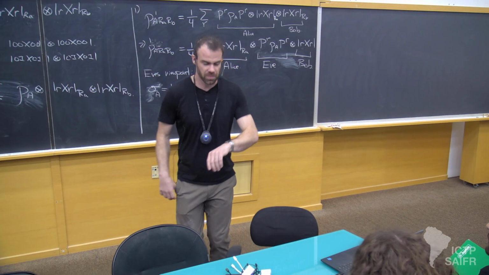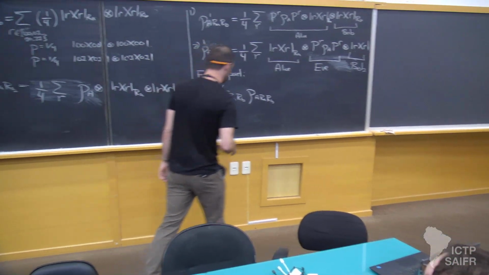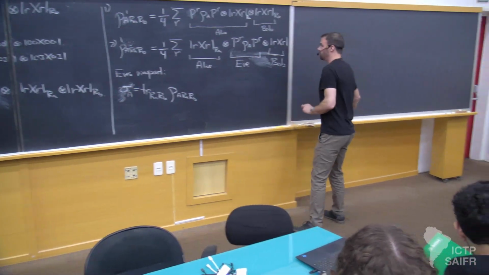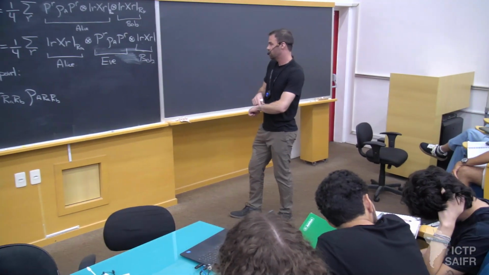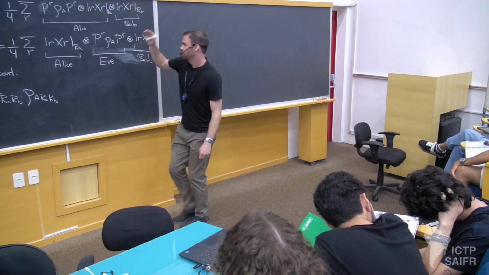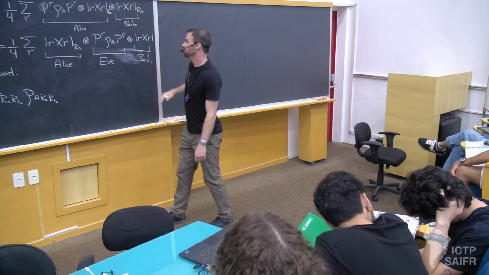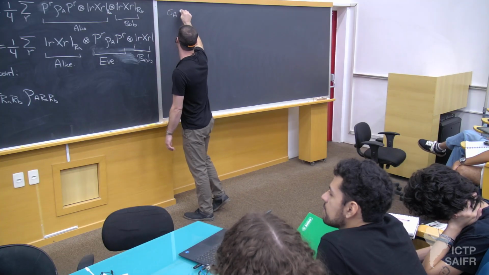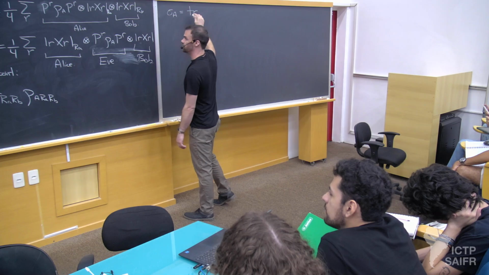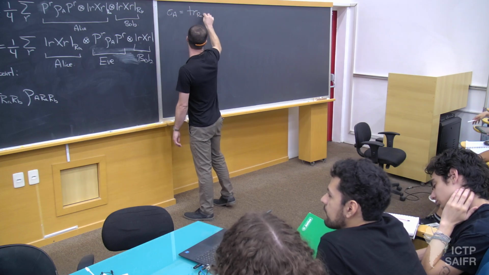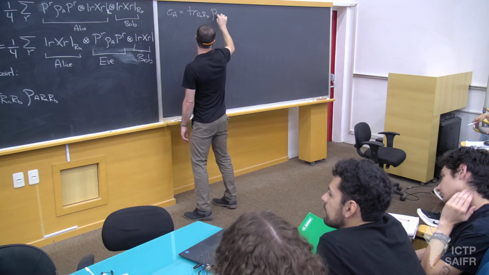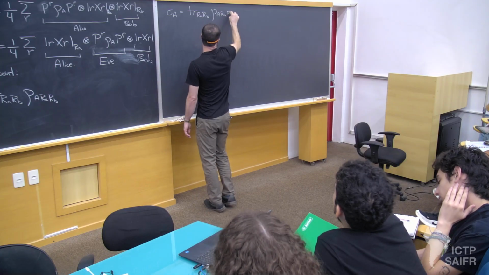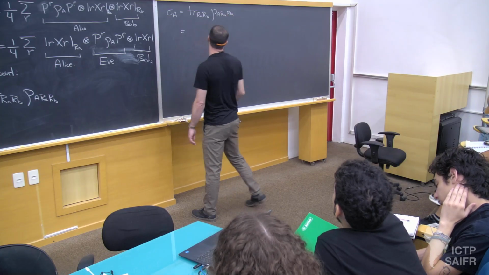Okay, so I'm going to keep going and try and finish this up before too long. Okay, so let's take the partial trace of this thing. So sigma A is the trace over RA RB of rho A RA RB.